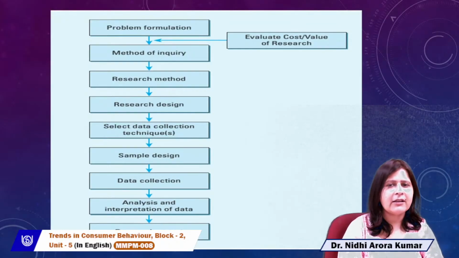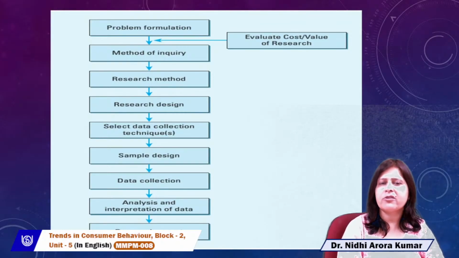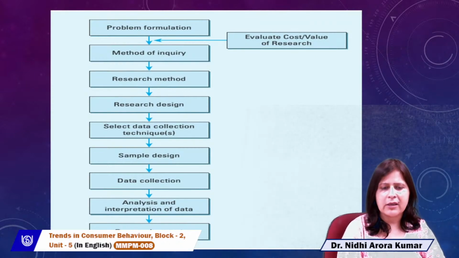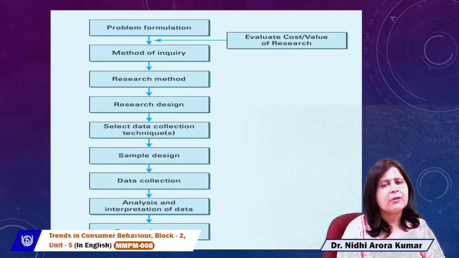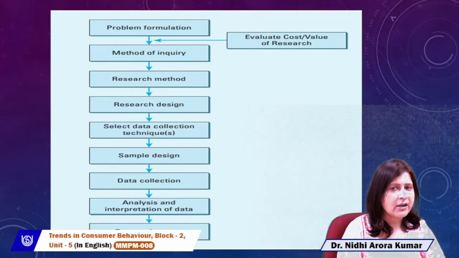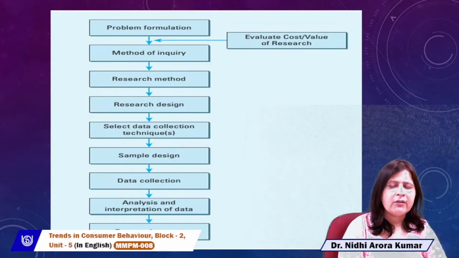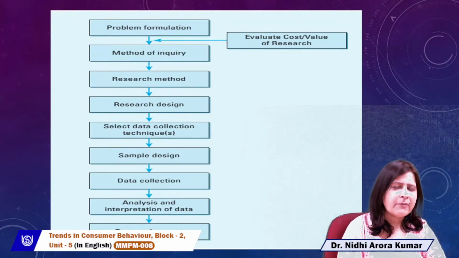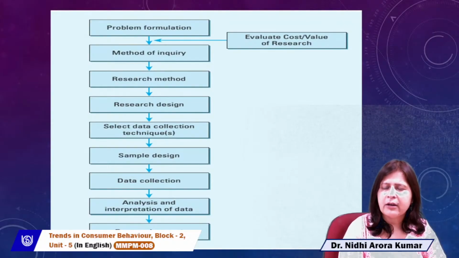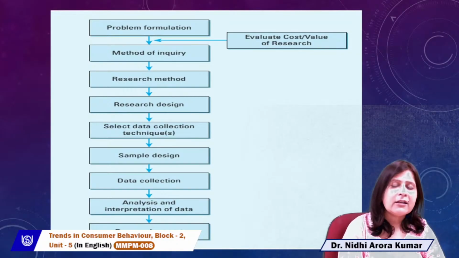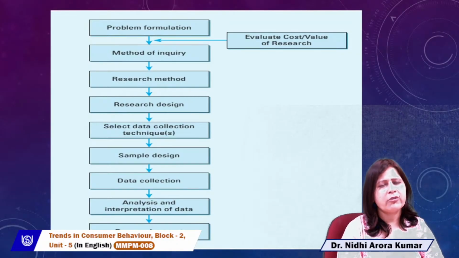Before collecting the data, researchers should be well trained in how to collect the data, how to use those tools, what to observe, and all those things. Then comes the data collection. One collects the data and tabulates it. After collection, the data will be tabulated, edited, and coded. And then comes the analysis and interpretation of data.